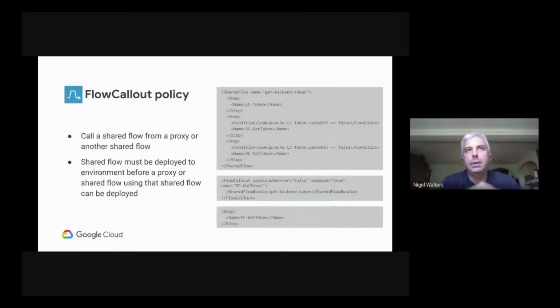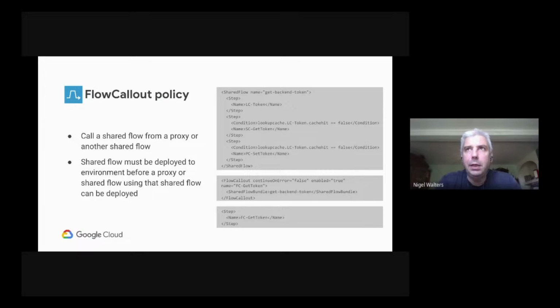For those of you with a background in programming, a shared flow is the equivalent to a function or a method. This is some type of logic that we build once and we're going to want to use multiple times. The flow callout policy is how we embed a call to our shared flow inside one of our API proxies. It's pretty simple. The only thing you need to specify with this is the name of the shared flow that we are calling.